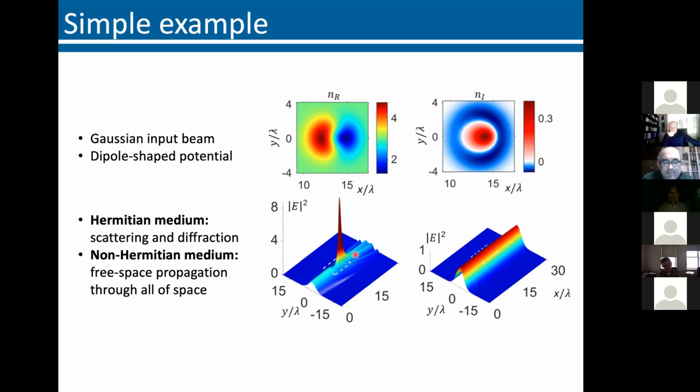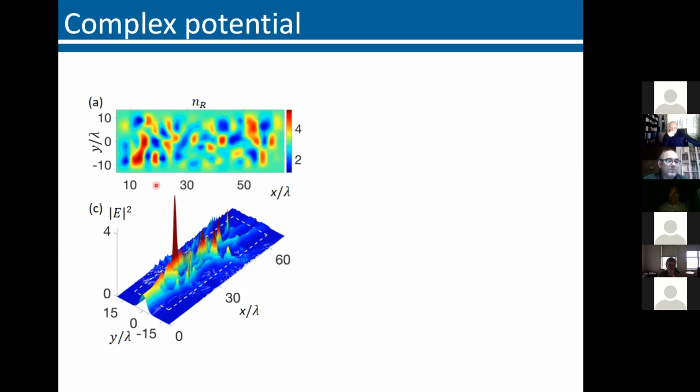Outside of this region, we have just homogeneous space. So you see that indeed, I've managed to design a potential in such a way that a Gaussian beam goes right through. And this doesn't just work for the simple potential, but it also works for an extremely complicated potential like this complex disordered medium. If I send in a Gaussian beam in here from the left, well, I get lots of interference fringes, speckle patterns, scattering in all directions.